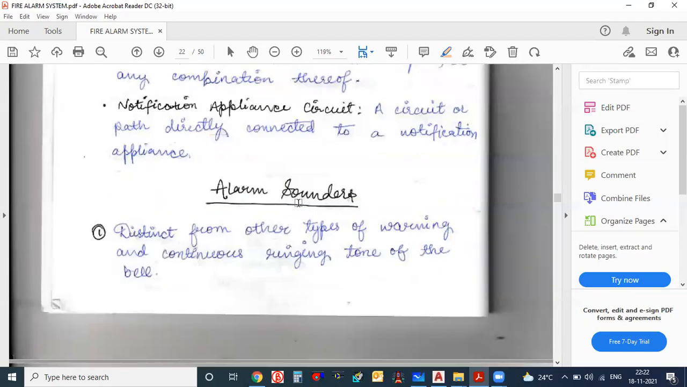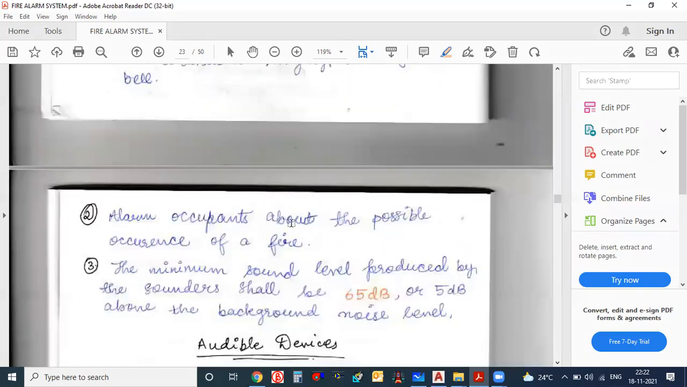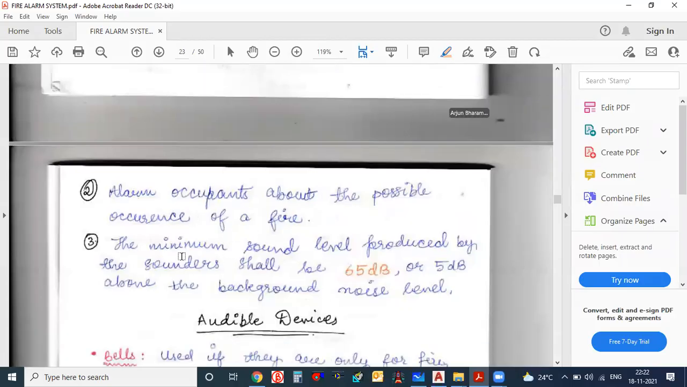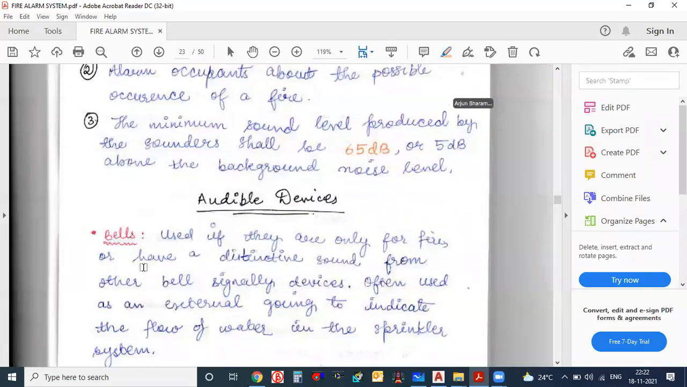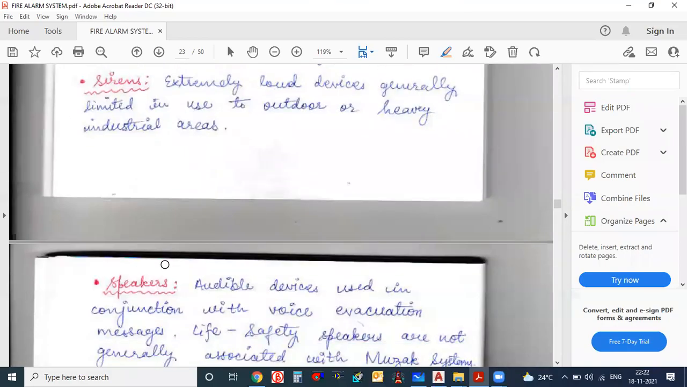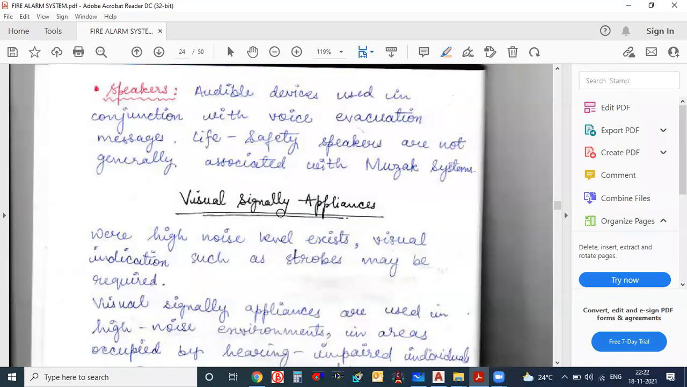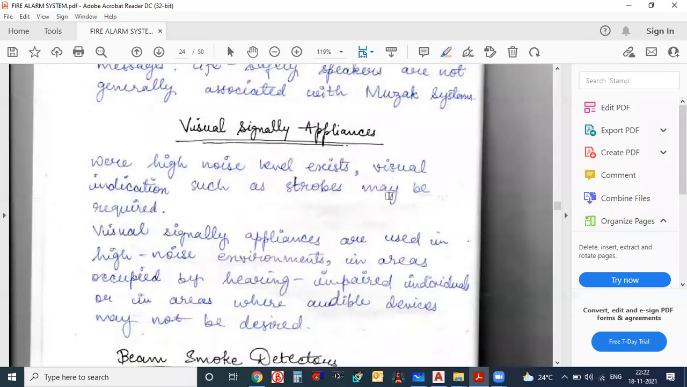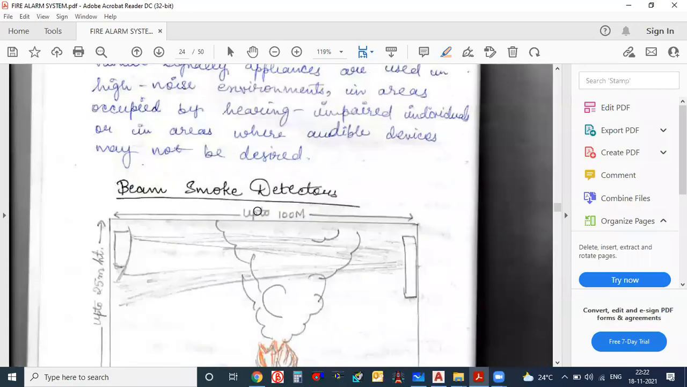Some things are given about the outputs, like alarm sounders, distinct from other types of warning, and continuous ringing time of the bell. Alarm occupants about the position. Audible devices: bells, horns, sounders, chimes, sirens, speakers, and visual signalling appliances where a high noise level exists, and visual indication. Some things are given here.